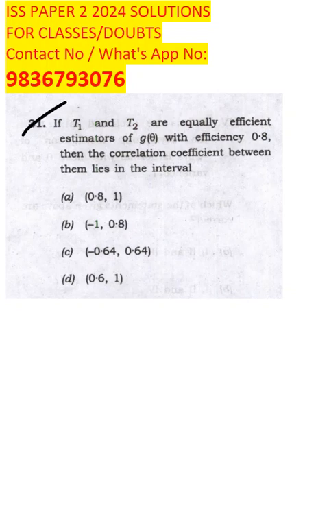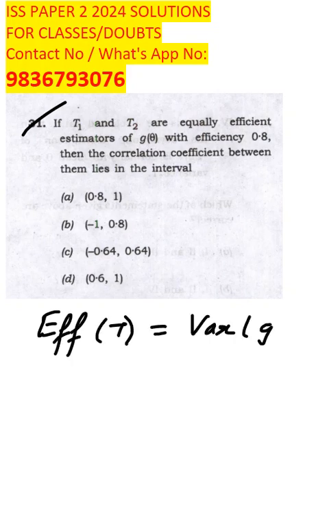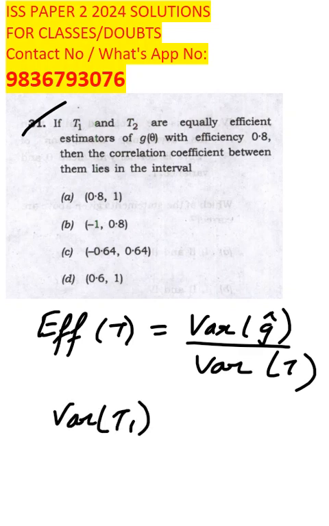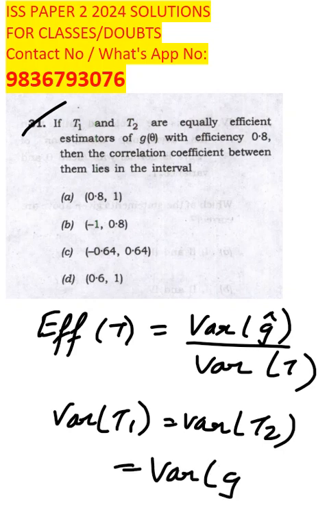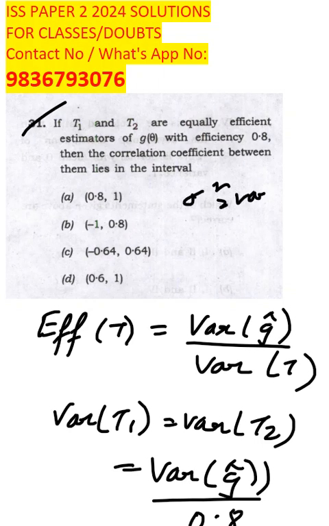So let's do it quickly. Question 31: if T1 and T2 are equally efficient estimators, with efficiency 0.8, then what will be the correlation coefficient we have to find out. Okay, so efficiency, we know that for the formula we can write it as variance of g by variance of t. Okay, so if the efficiency is 0.8, then variance of t1 will be what? Variance of t2. So that is equal to variance of g by 0.8.